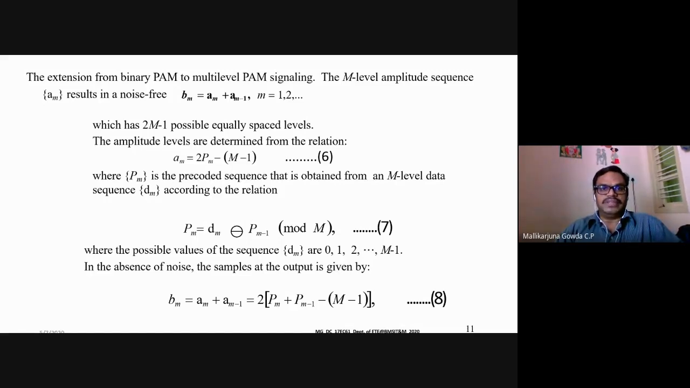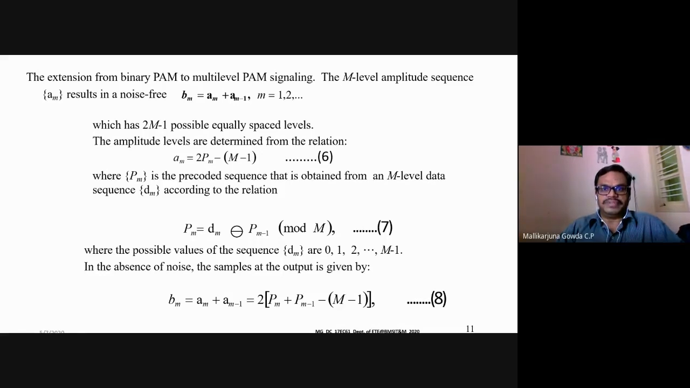CPM is equal to DM. Again, here it is not modulo 2 subtraction, right? It is modulo M subtraction. And as I said, modulo 2 addition and subtraction are similar only. But modulo M subtraction and addition are different. They differ. So this you have to check.